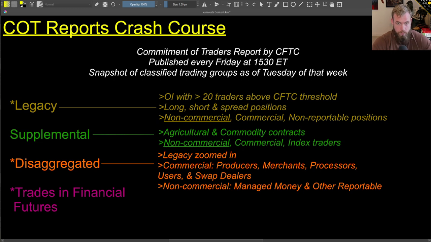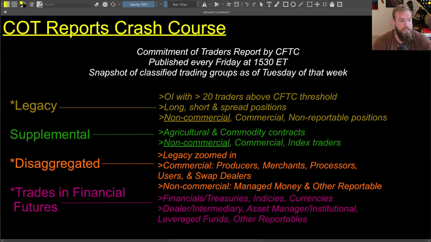And then we have TFF, which is financial slash treasury. So think of things like bonds, the 3-month SOFR rate, stuff like that. Then there's the indices and then currencies. And then you can see the different trading groups broken out here.